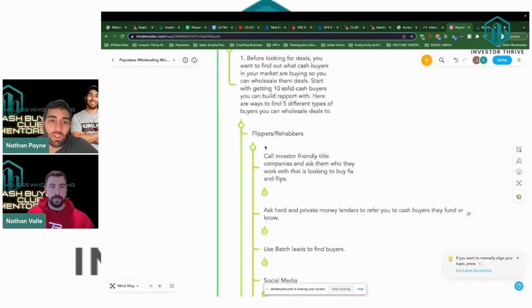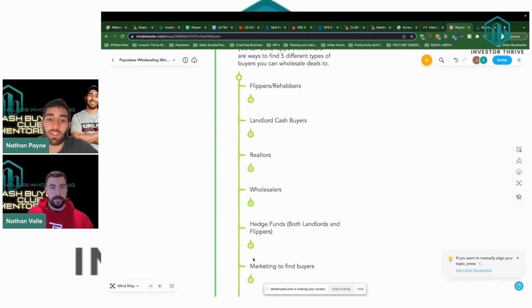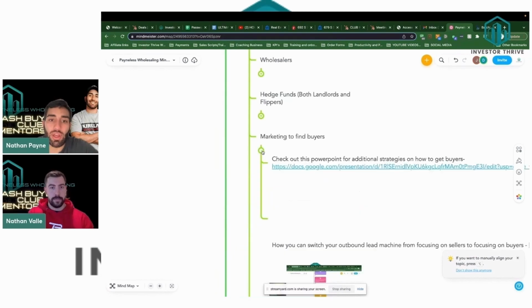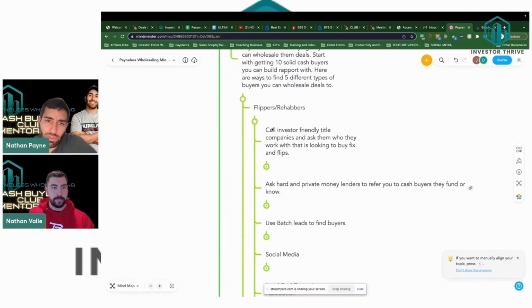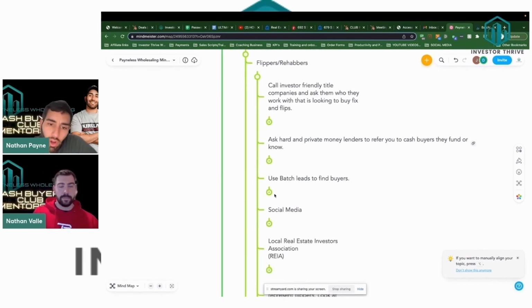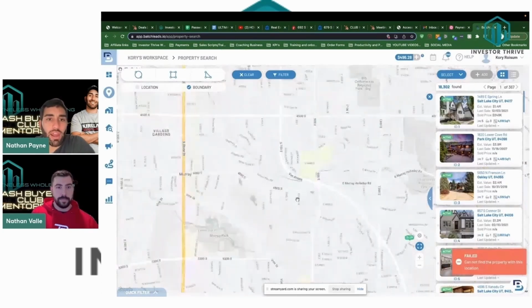So you've got flippers. There's different types of buyers. You've got landlord cash buyers, realtors, wholesalers, hedge funds, and different ways to market to them. Here's some information on how to market to them once you do get them. We'll focus on flippers. This is why I love BatchLeads, because among all the different strategies, you can go right to BatchLeads and pick a specific area, and let's check it out.